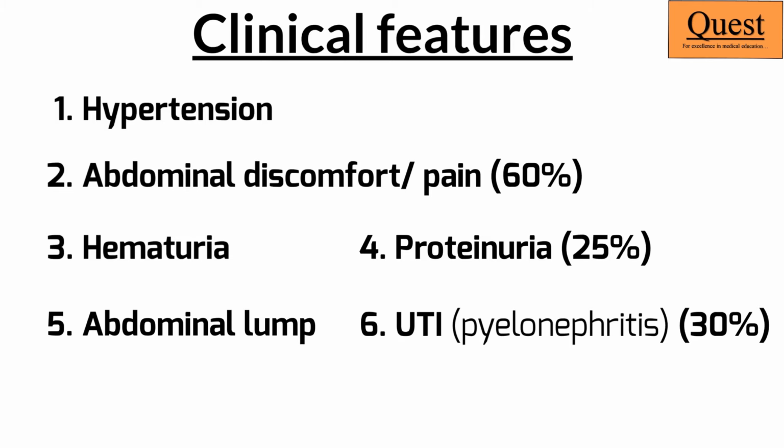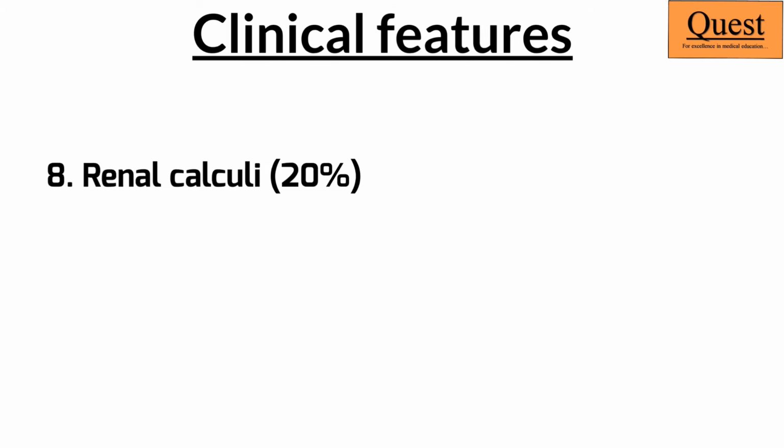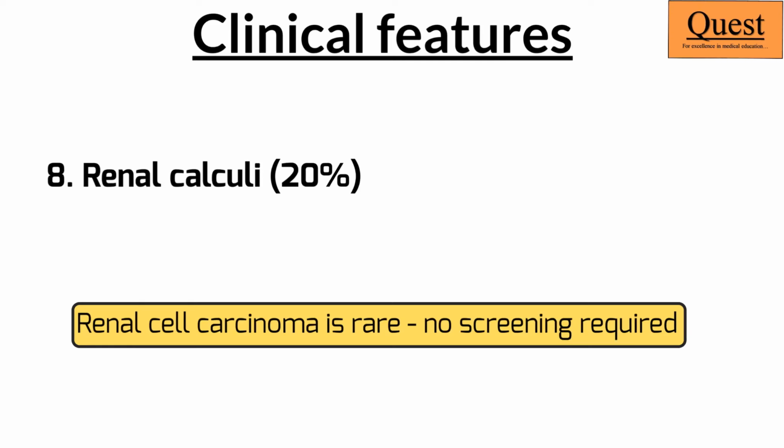and some of them, around 30%, can present with recurrent UTI, sometimes with pyelonephritis. GFR would continue to gradually worsen over a period of 10 to 20 years, and gradually patients would slide towards ESRD. Around 20% patients could also present with renal calculi. But renal cell carcinoma is not a common complication, and therefore screening for cancers is not usually recommended for these patients.